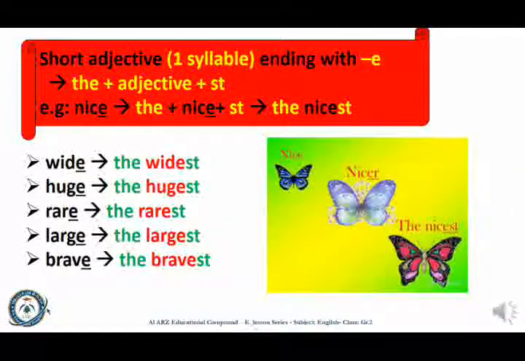For short adjectives consisting of one syllable and already ending with E, we just add st instead of adding est at the end of the adjective. Let's make the superlative of the adjective nice, which is already ending with E. We write the before the adjective plus nice plus st. Nice, the nicest. Some more examples. Wide, the widest. Huge, the hugest. Rare, the rarest. Large, the largest. And brave, the bravest.